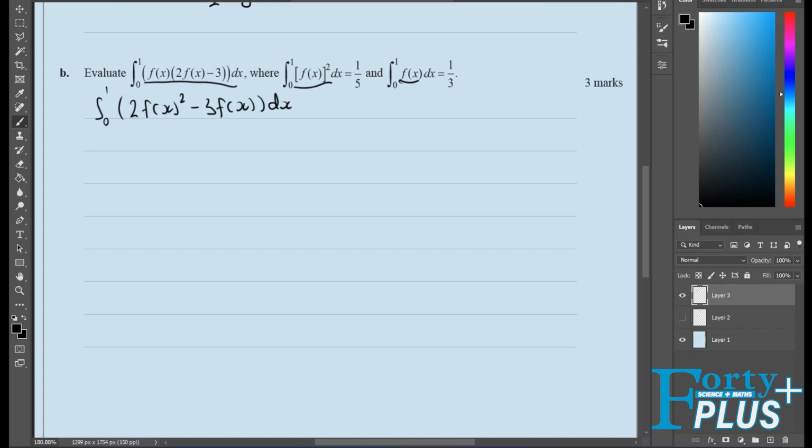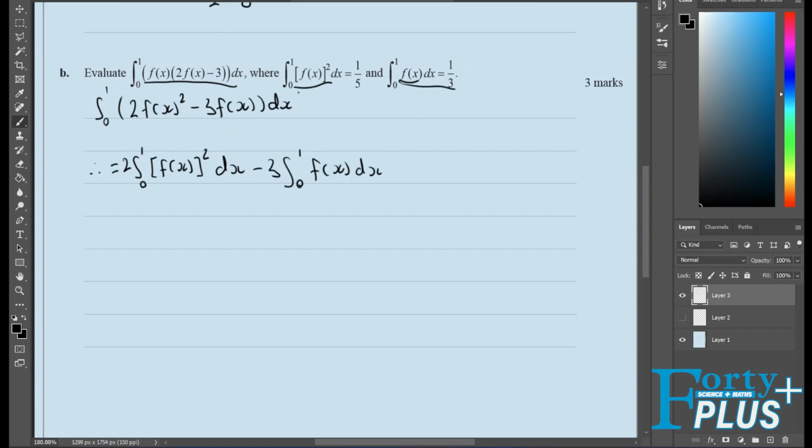So we're going to rewrite this now in separate integral terms. So we're going to say, therefore, equals 2 outside of the integral from 0 to 1 of f(x) squared dx minus 3 outside the integral from 0 to 1 of f(x) dx.